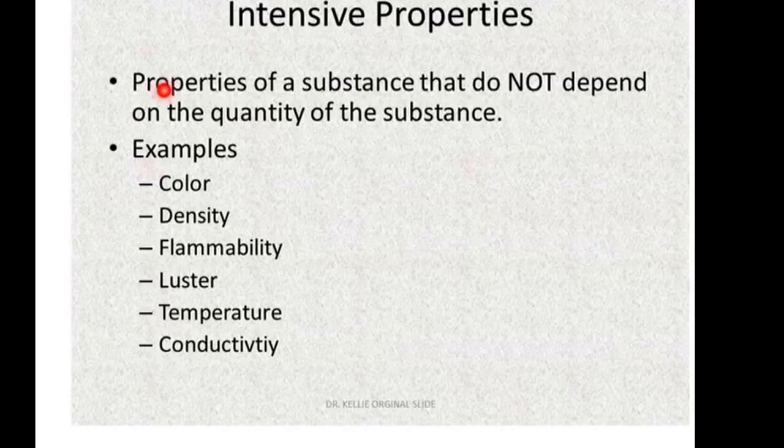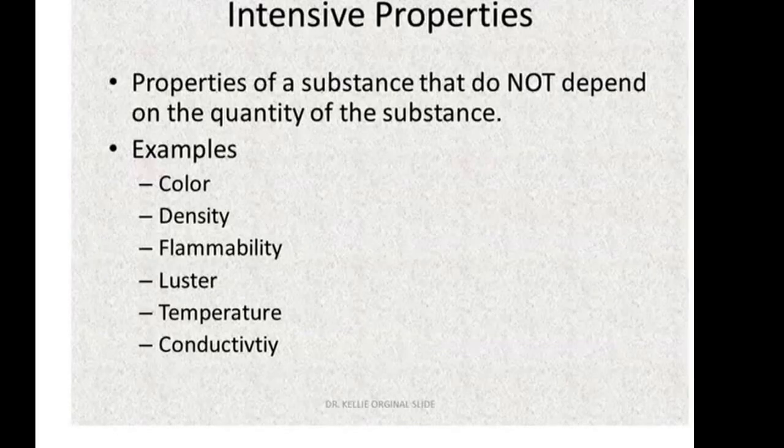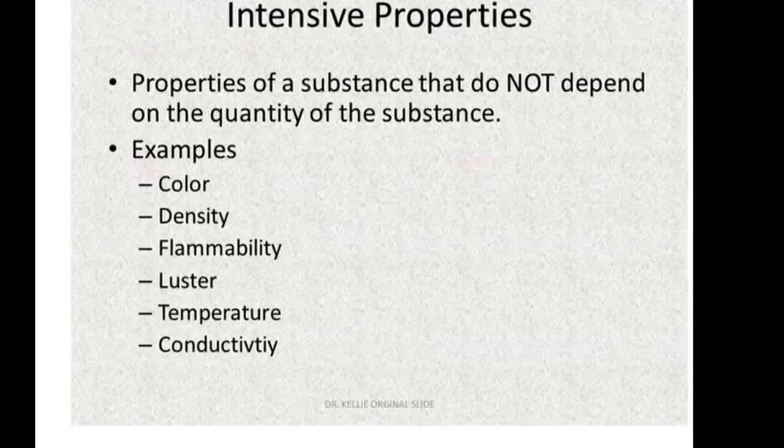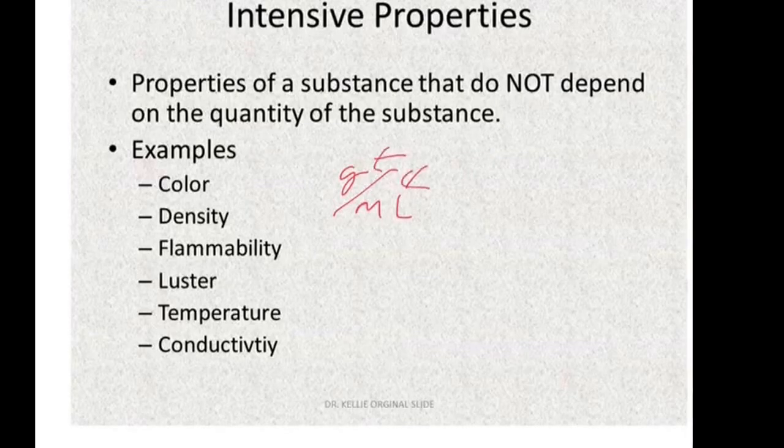Intensive properties are properties of a substance that do not depend on the quantity of a substance. These are things that are intensive to the object's being. I like to think of it as intrinsic, your intrinsic value, the intrinsic properties, but we say it's intensive. Examples of intensive properties are color. Regardless of how much of a substance you have, it's the same color. Density is the amount of mass per unit of volume, and that's the same regardless, since it's a ratio, so it's the same regardless of how much you have.